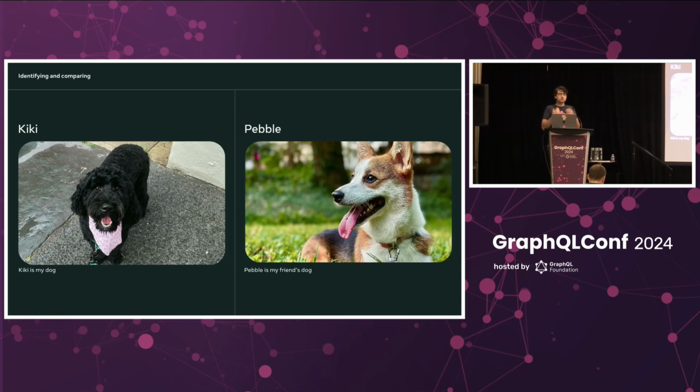You can use descriptions about them. You can use, say, Kiki is a black Labradoodle, medium size. Pebble is a Corgi. And you can get more and more and more descriptive, and that gets closer to what the dog is, what this creature is, but it's not really a way to identify them. Because even walking around my neighborhood, I've noticed there are kind of a lot of imposter Kikis around. A lot of other black Labradoodles. So I can't just use the descriptions to identify my Kiki.